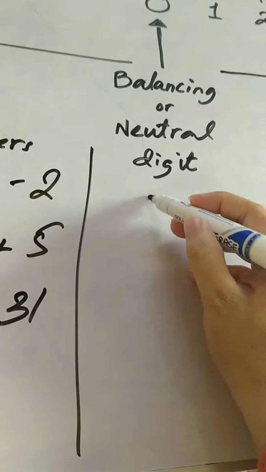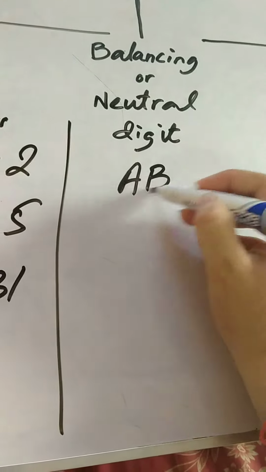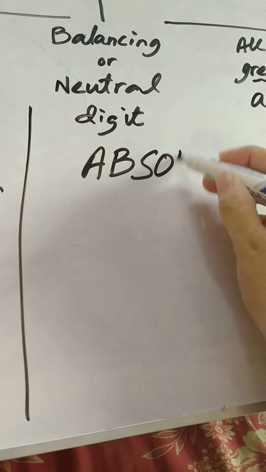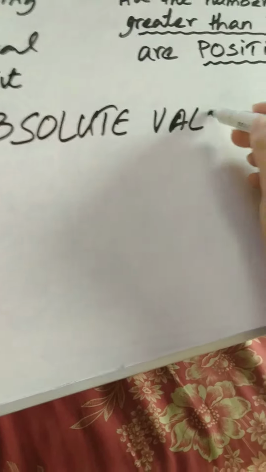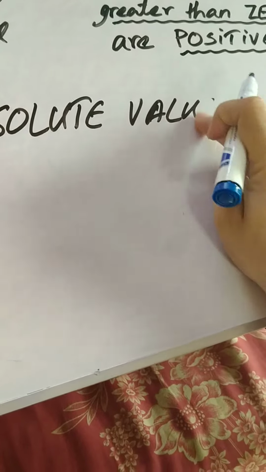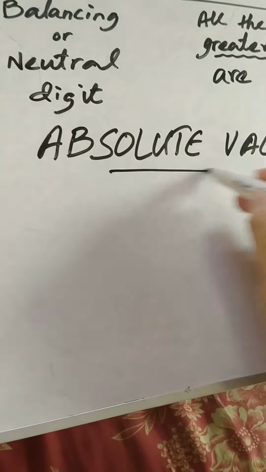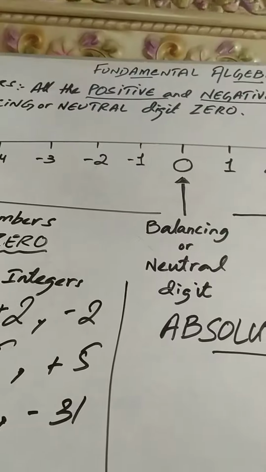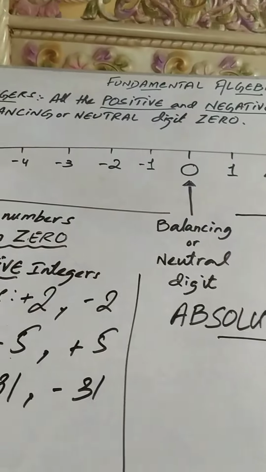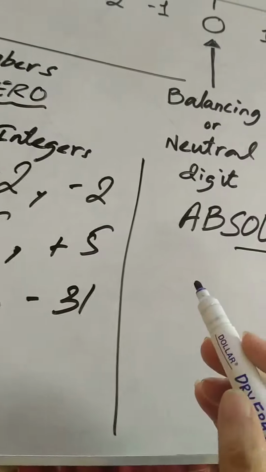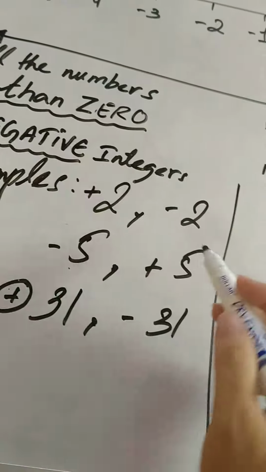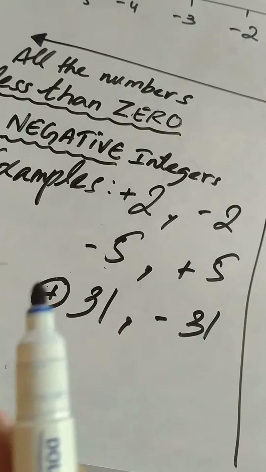Now come to one more thing. The one more thing is absolute value. So I just told you what are integers. There are two types of integers, positive and negative integers. All the numbers smaller than 0, less than 0 are negative integers. All the numbers greater than, more than 0 are positive integers. So every integer has a sign before it. It will be positive or negative. Positive, if there is no sign, it is always understood positive.